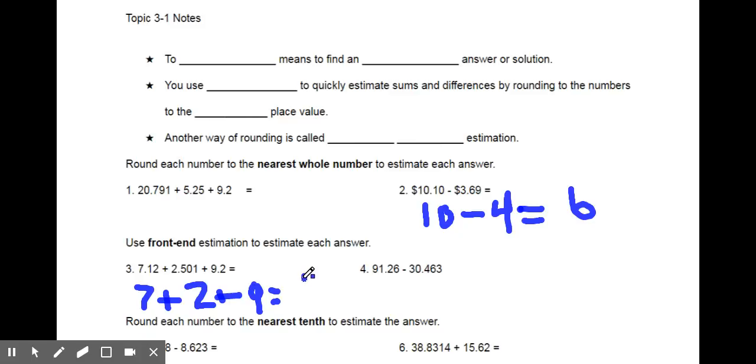Try number 4 on your own. It's still using front end. So you just take the first number, and this is subtracting. So make sure that you subtract this number from this number. All right, so 91 minus 30 gives you 61.